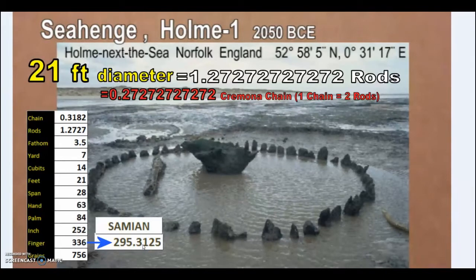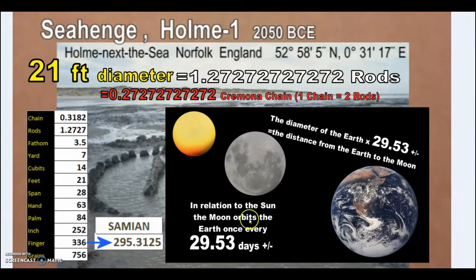295.3125. In the previous episode I referenced how other research had found this exact same number, just in a different unit of measure, in other stone circles, such as the Rollright Stones, which we'll come to again because they will be part of this presentation, and 2953 being repeated through modern architecture as well.